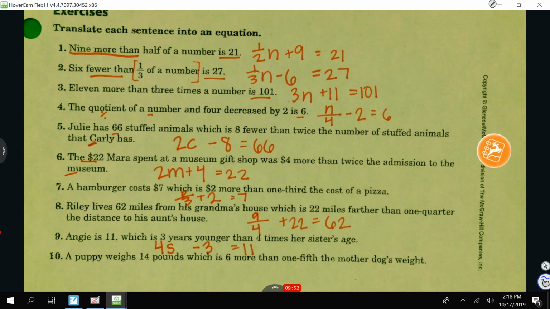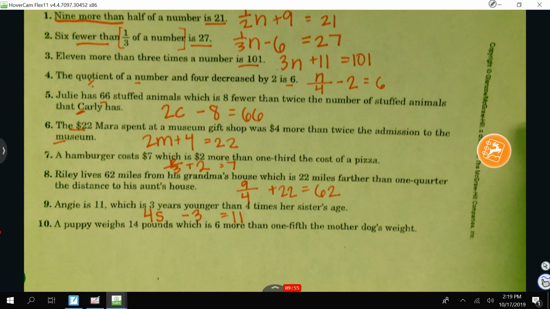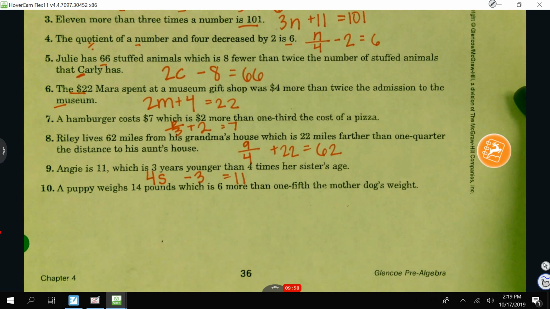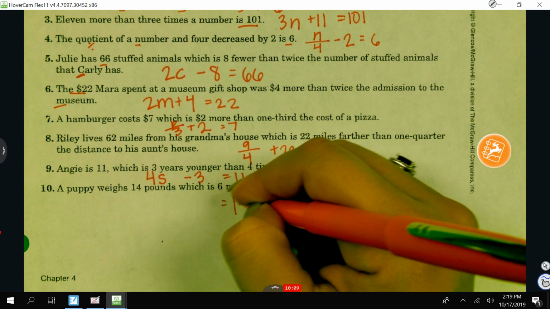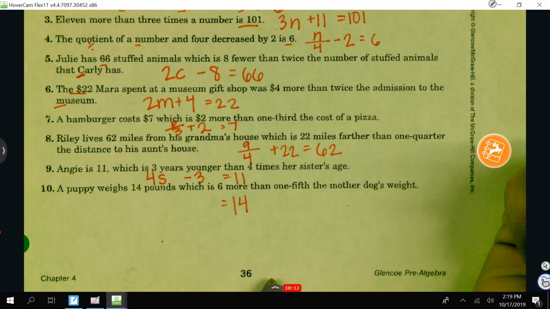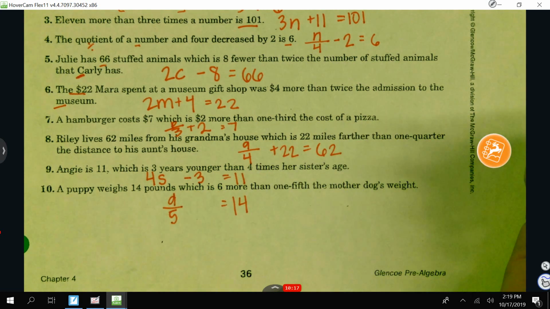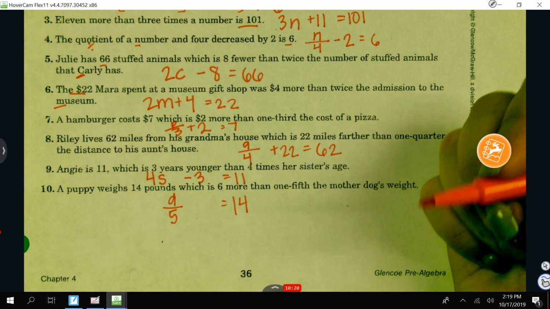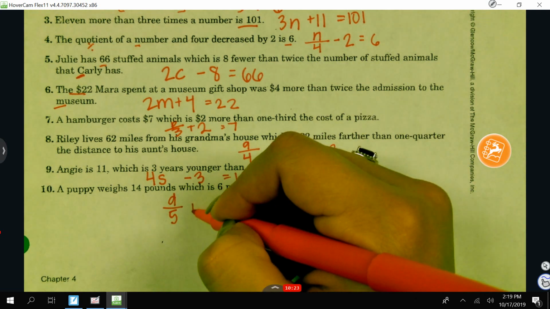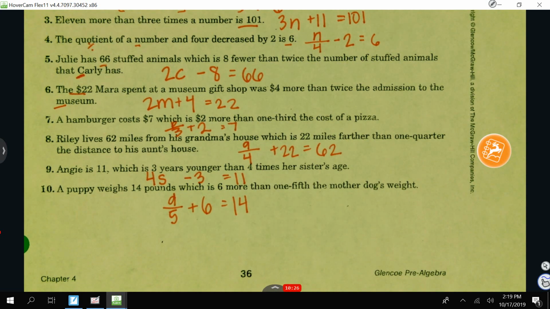And last one, we get to end on a puppy note. It's about puppies. A puppy weighs 14 pounds, which is 6 more than 1/5 the mother dog's weight. So it's 14, and you're going to add 6, and then put 1/5 times D, or D over 5. Either one will work. And then plus 6. So it doesn't matter what variable, as long as you use a letter.